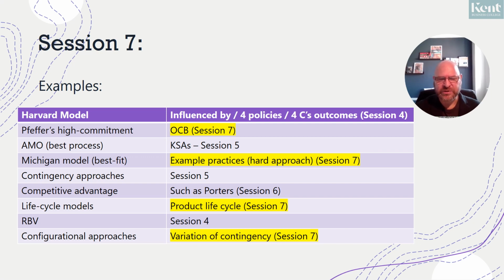We also looked at the contingency approach in session 5. In session 4 already, we were unpacking the resource-based view. In the previous session, we looked at Porter's, the competitive advantage. And so in this particular session, we're going to be looking at FIFA's high commitment HR practice. We're going to look at that one in a little bit more detail, the Michigan model in a little bit more detail, the life cycle model or product life cycle, and the variation on contingency, looking at the configuration approaches. So these are going to be our 4 specific models that we're going to look at in terms of what this looks like in strategy, in action.